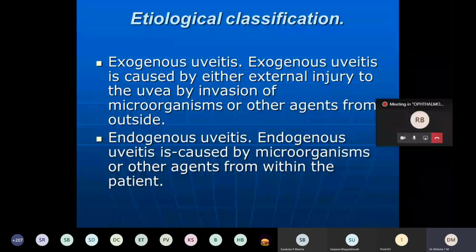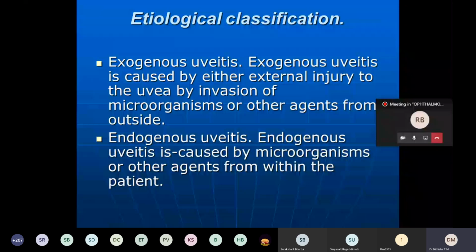If the patient's immunity is reduced, for example, in an HIV patient or tuberculosis patient, they develop uveitis due to septic foci present elsewhere in the body. It can be in the bloodstream, which causes irritation of the uveal tract due to sensitization. So, etiological classification: exogenous uveitis is caused by external injury to the uvea, by the invasion of microorganisms or other agents from outside. Endogenous uveitis is caused by microorganisms or other agents from within the patient.